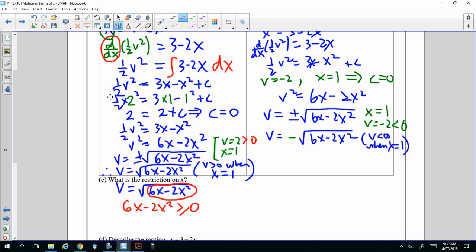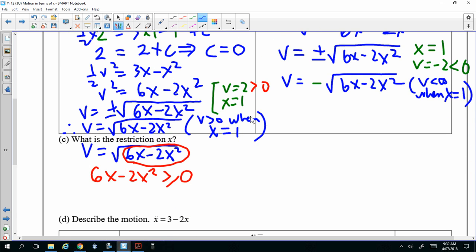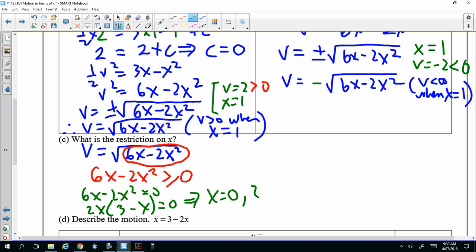Now, how do we solve this? It is a quadratic inequality, so we first solve the equation, which means 2x(3 minus x). Therefore x is 0 and 3. This is a concave down parabola, and this is positive, so therefore x is between 0 and 3.